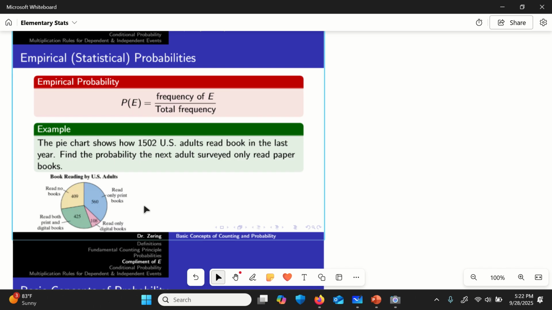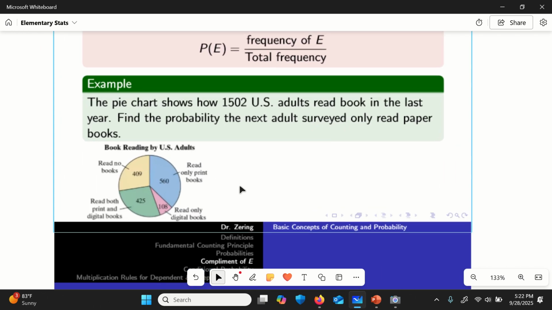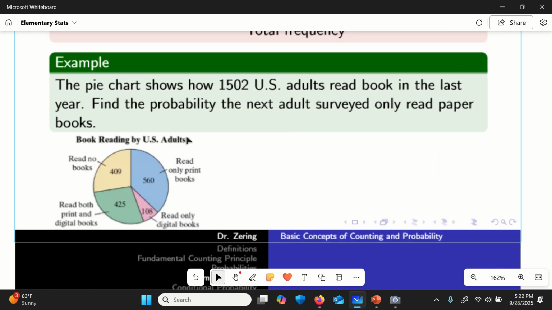I'll zoom in a bit here so that we can really see the graph. But we're asked to find a probability based on the information in this pie chart.